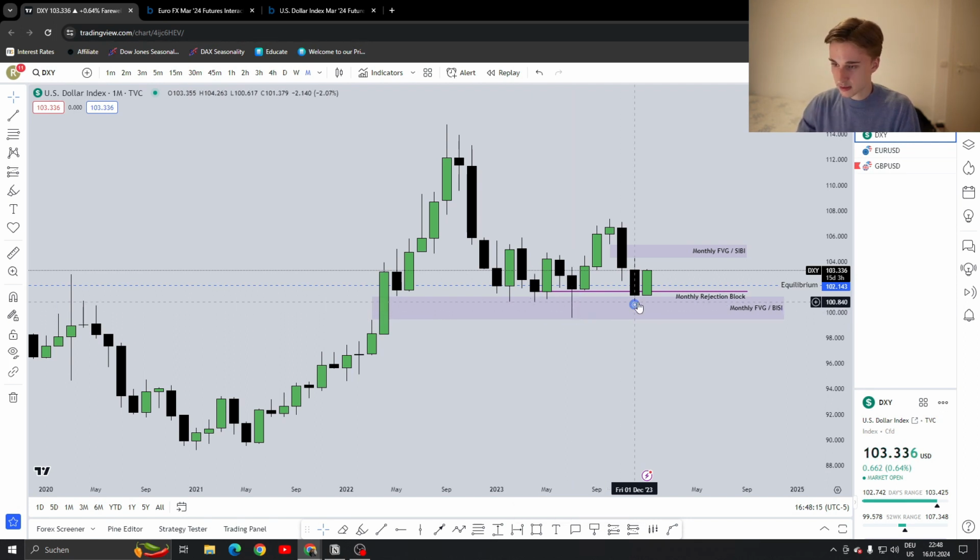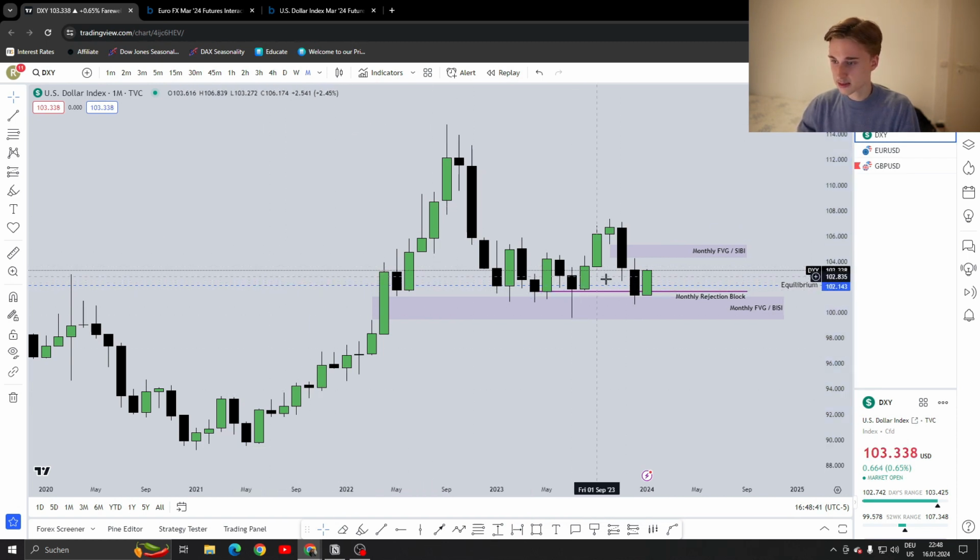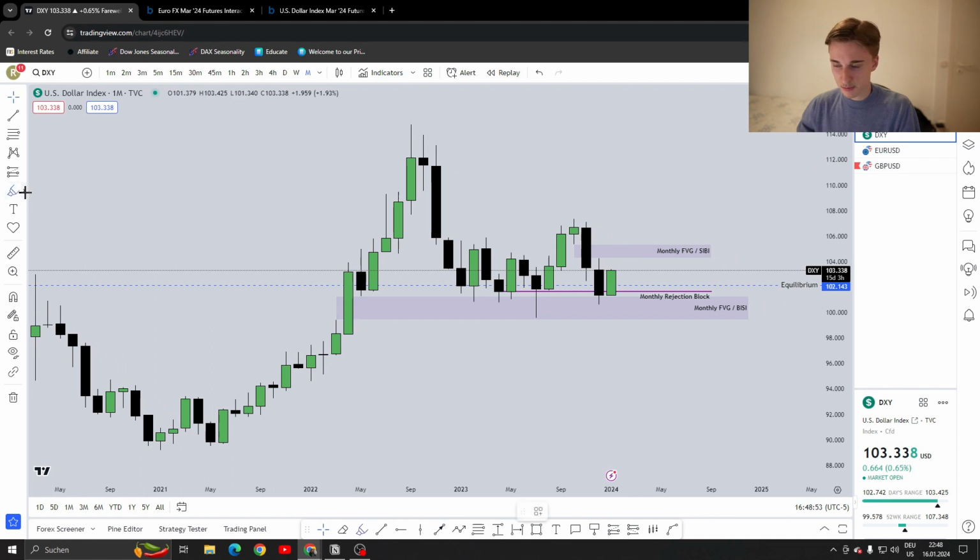So let's remove this. The fact that we're consolidating inside this bigger range has to do with the fact that we are inside the equilibrium price point of this larger price swing. The equilibrium price point delineates 50% of the current trading range, and price tends to consolidate around this area. If we drop into a weekly chart, I'm going to show you how it perfectly trades around this level. It acts like a magnet for price.